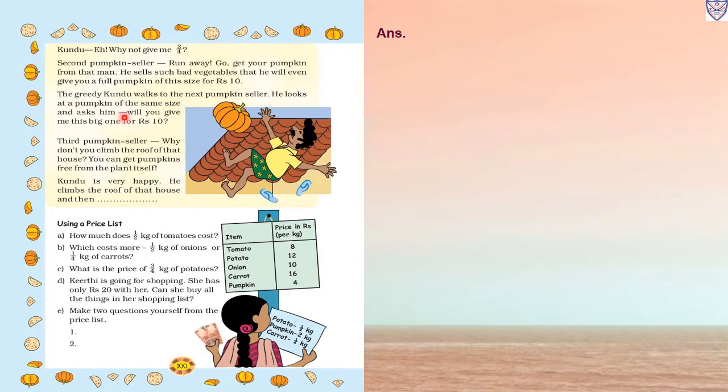He looks at a pumpkin of the same size and asks, will you give me the big one for rupees 10? Now the third pumpkin seller says, why don't you climb the roof of that house? You can get a pumpkin free from the plant itself. Now Kundu is very happy. He climbs the roof of that house and then what happened? He fell down from that house.